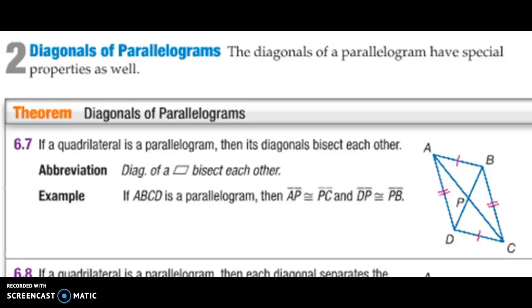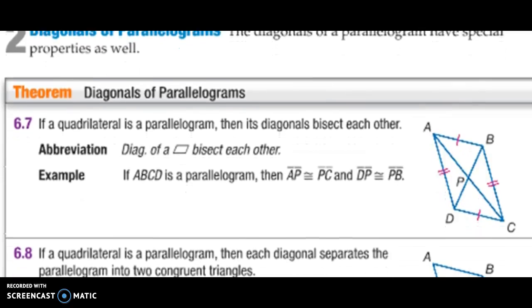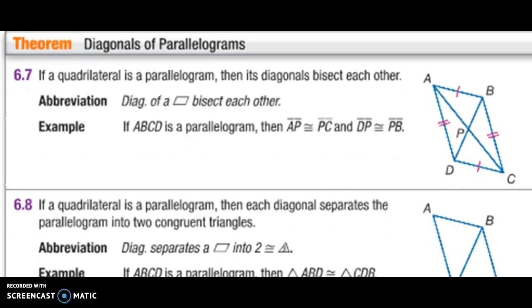So, diagonals of parallelograms also helps us out a little bit, gives us some information. Theorem 6.7 says if a quadrilateral is a parallelogram, then its diagonals bisect each other. Remember, bisect means that they form two sides that are equal, so AP and PC are congruent, so are DP and BP. Those are going to be congruent to each other.